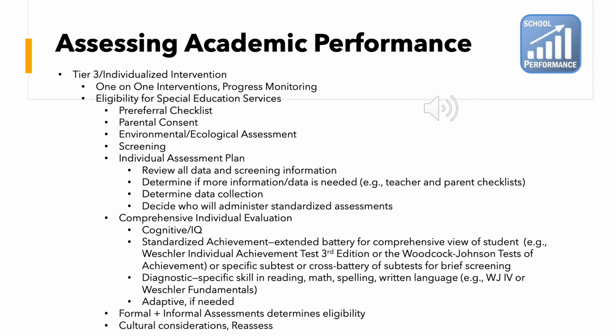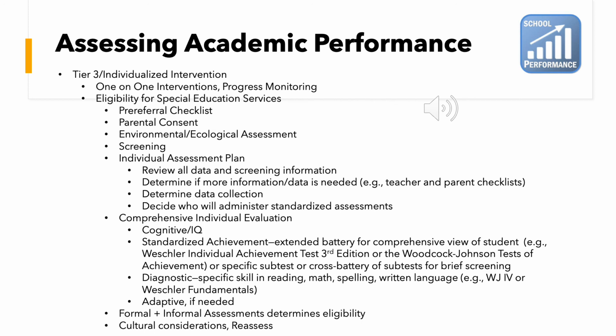Eligibility for special education services includes the following process: a pre-referral checklist, parental consent, an environmental/ecological assessment for cultural considerations in particular, an individual assessment plan where we review all screening information and data, decide if further evaluation is needed and choose the instruments, and decide who are the qualified test administrators. A comprehensive individual evaluation may include a battery of intelligence tests as well as a battery of standardized achievement tests.